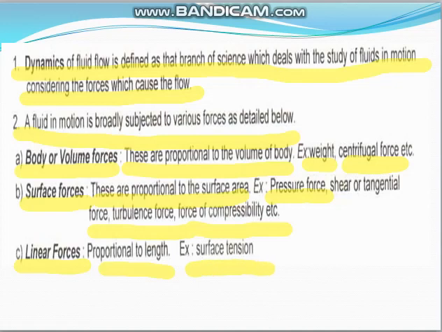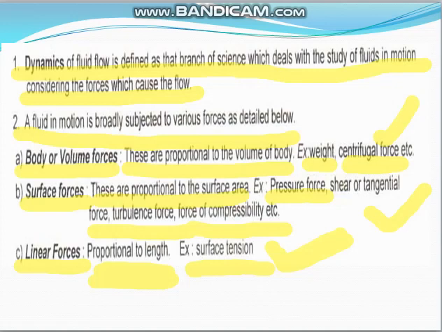Simply we can say that forces are either one dimensional, that is the linear forces, two dimensional, that is the surface forces, or three dimensional, that is the volume forces. Because in one dimension we consider only one axis, related to the length, that is proportional to length, that is the surface tension force.